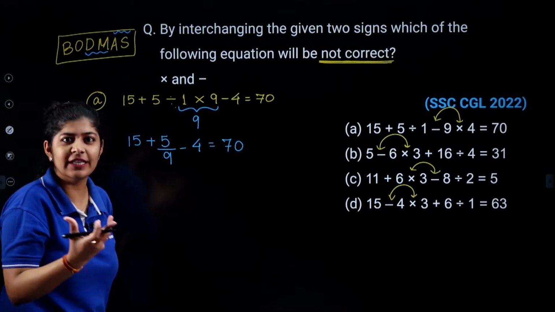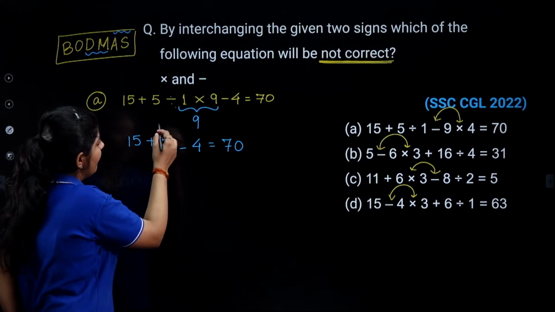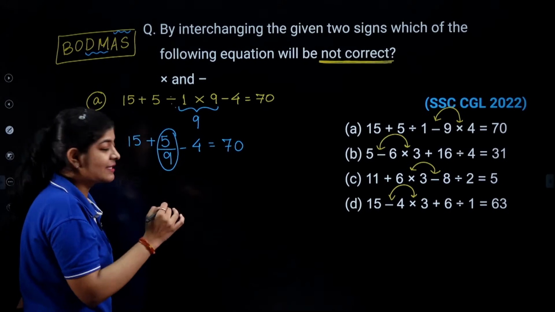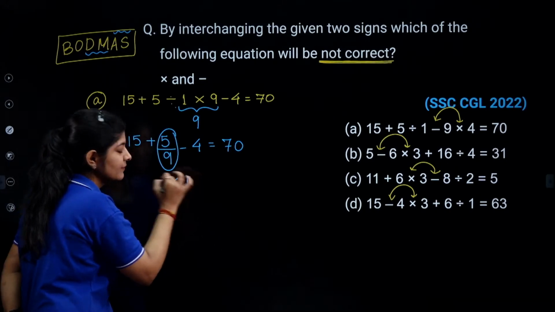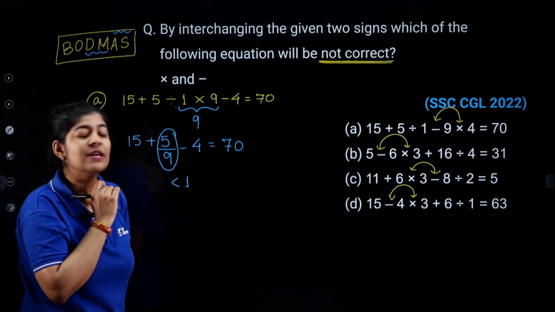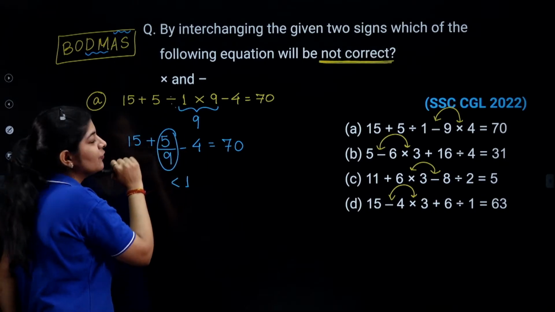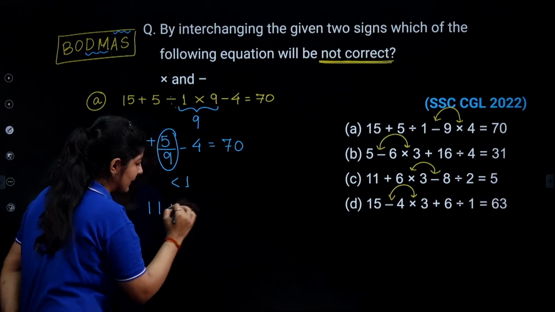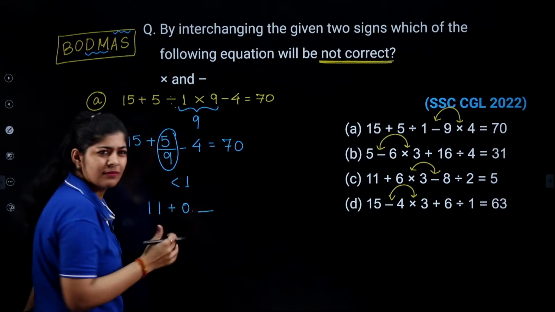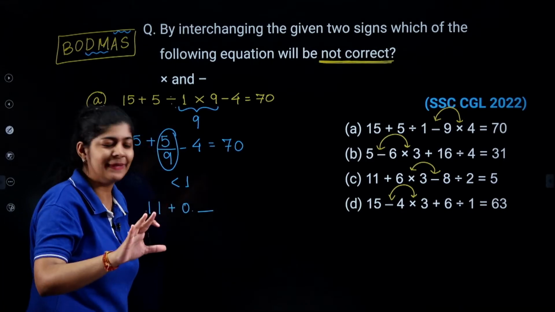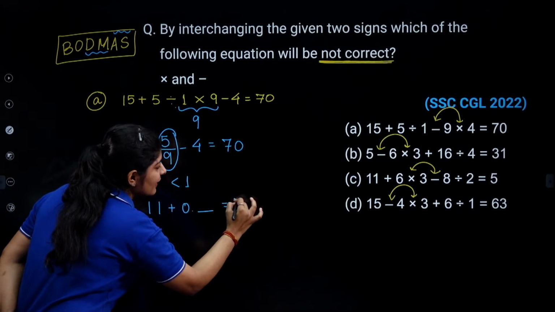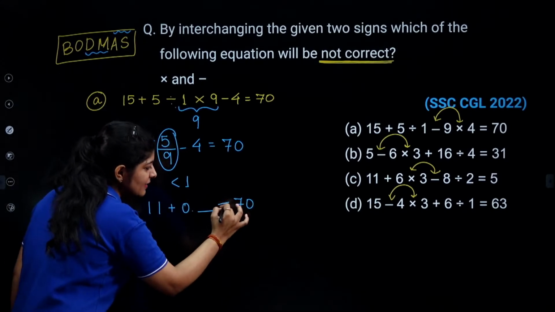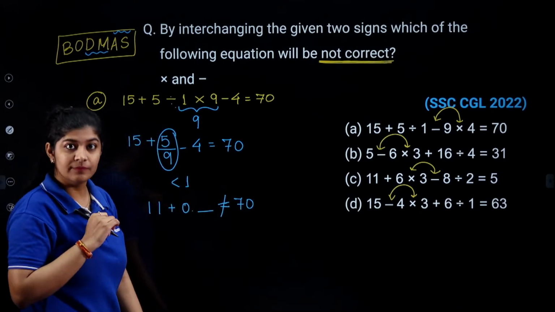We need to check whether it is correct or not. When I solve this one, I know that I am getting an answer which is less than 1. And for 15 minus 4, I have 11 plus 0 point something. There is no need to solve the complete value, and it is given as 70. Is it correct? No. Basically this is not equal.